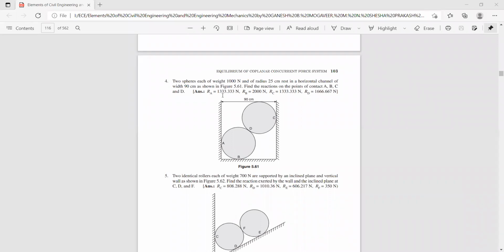So check whether RA is the same. Sigma Fx is equal to 0, that is RA minus RD cos 36.86 equal to 0, or RA is equal to cos 36.86 times RD. How much is it? Same. These two spheres are identical, no? Hence, RA will be equal to RC. The answer is 1355 something, the same answers.